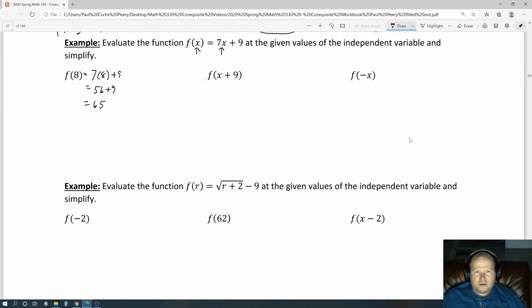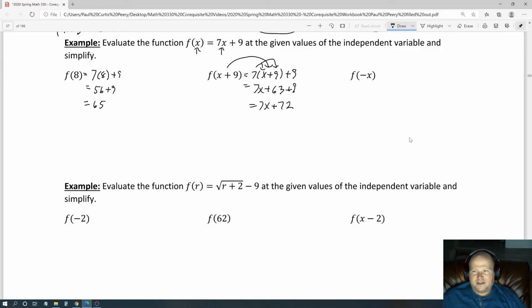So now let's go on to the next one. In this case right here, wherever I see x, instead of writing x, I'm going to write x plus 9. I know that looks weird, but we plug this entire thing in instead of x. So now we distribute it. 7 times x is 7x. 7 times 9 is 63. 63 plus 9 is 72.